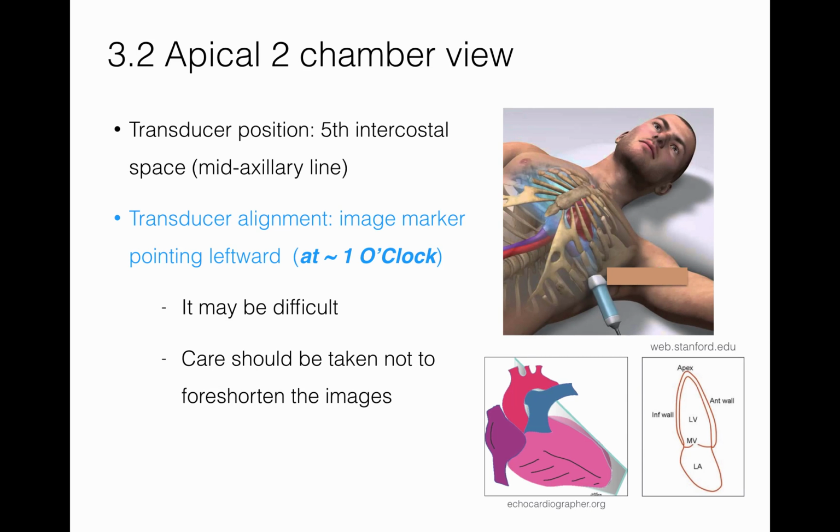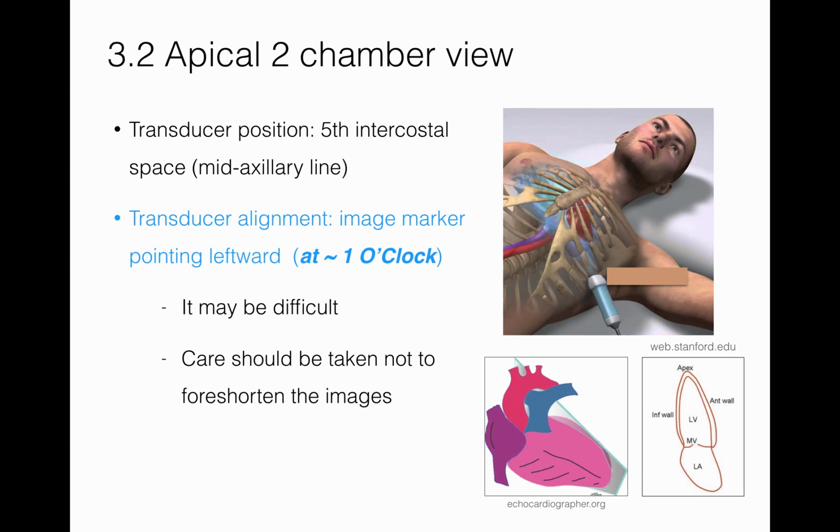The apical two-chamber view. This view is a variation of the apical long axis view, with the transducer positioned again in about the fifth intercostal space in the mid-axillary line. The image marker should be pointed at about 1 o'clock.